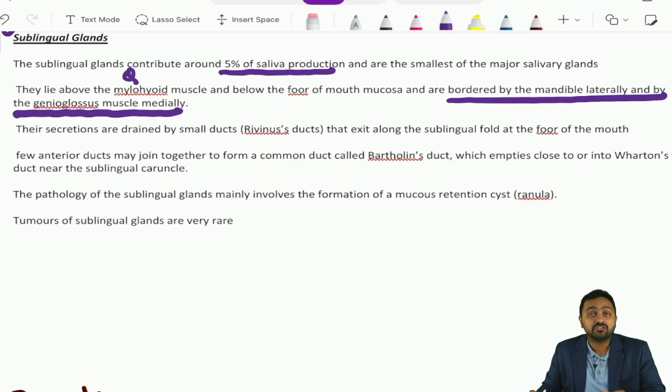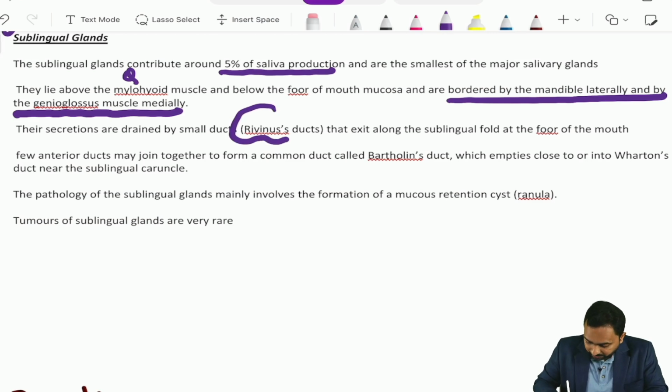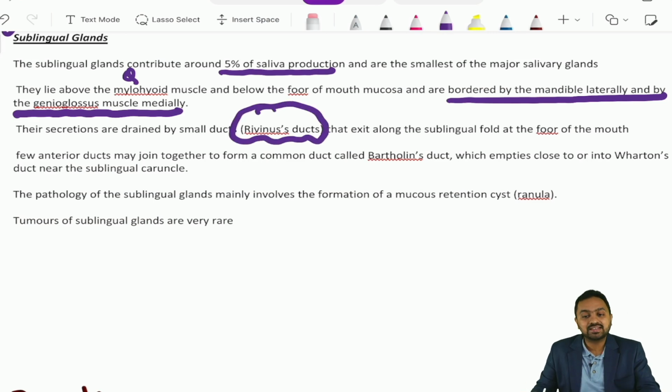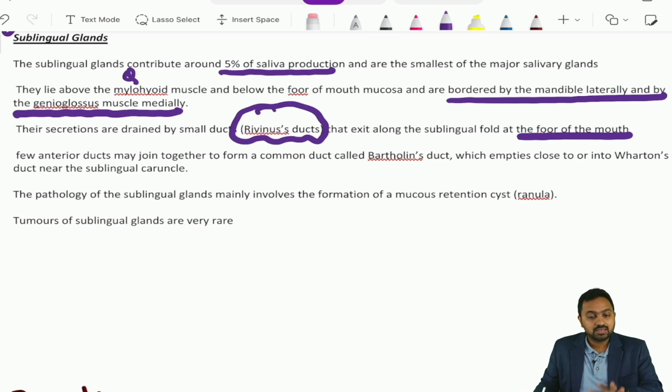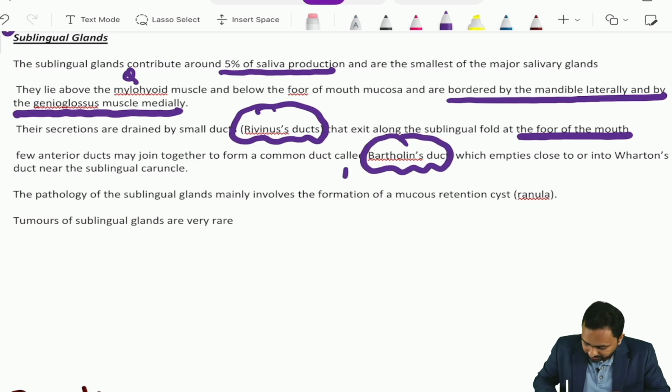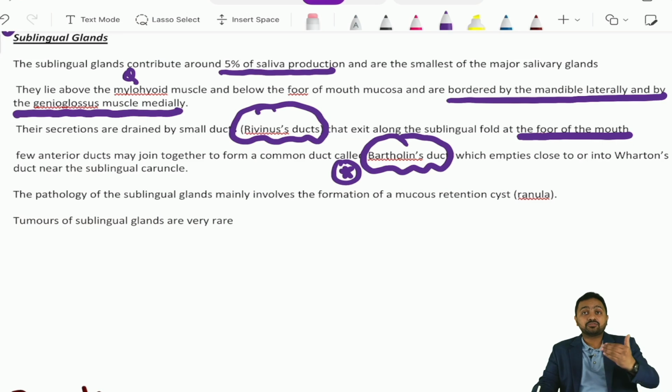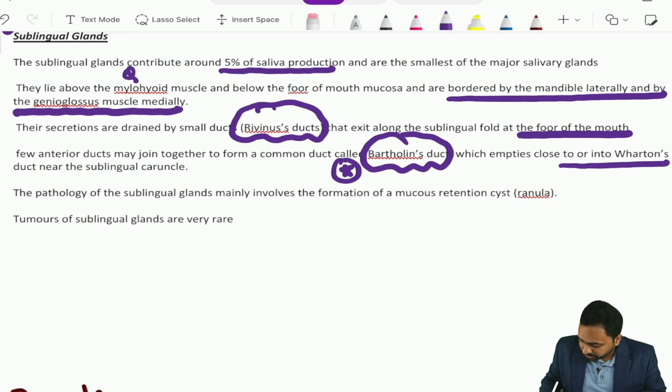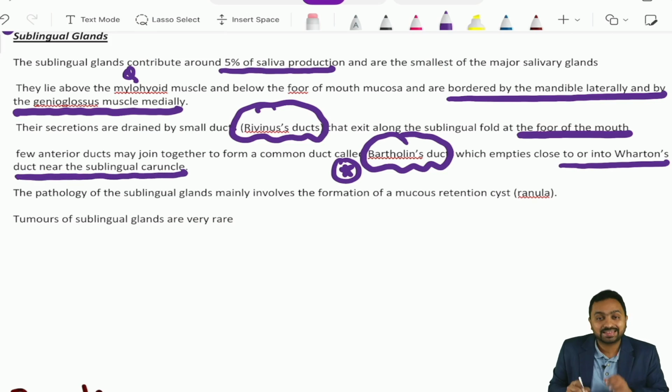Now, the secretions are drained by the ducts of Rivinus, which exit along the sublingual fold at the floor of mouth. Now, a few anterior ducts may join together to form a common duct called Bartholin's duct. So, please do not get confused with the names. Parotid has your Stenson's duct, submandibular has your Wharton's duct, and sublingual has your duct of Rivinus or Bartholin's duct, which empties into the Wharton duct near the sublingual caruncle.